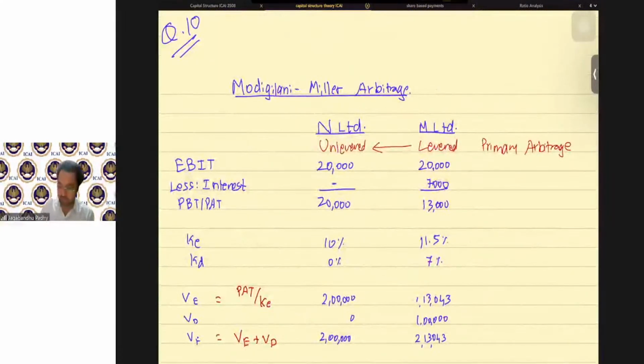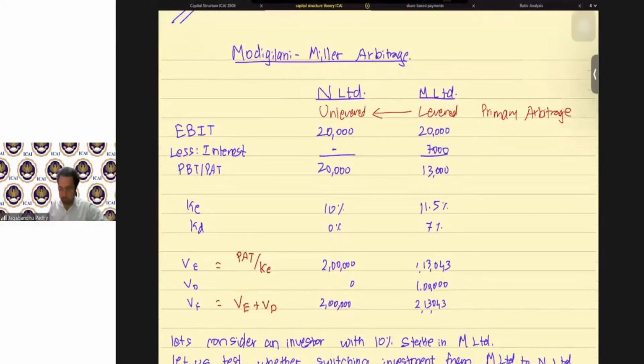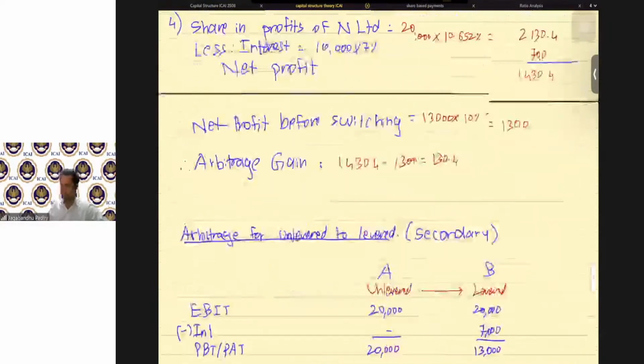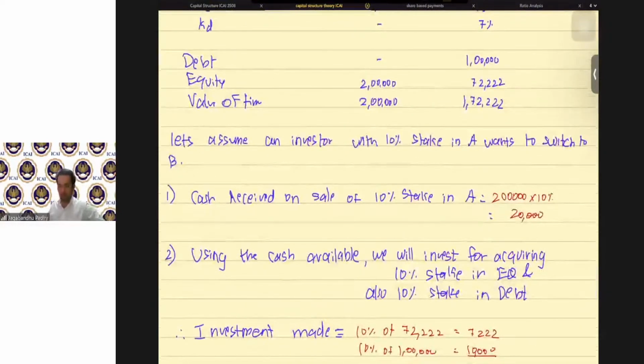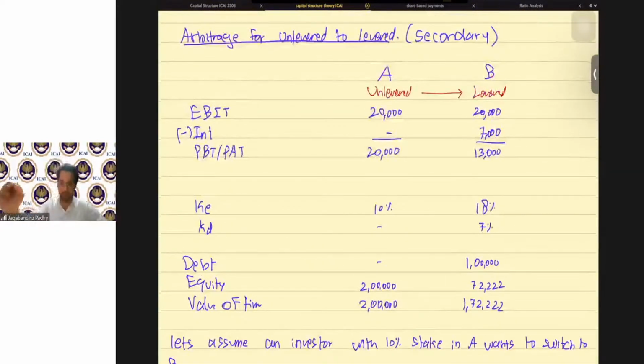Since there's arbitrage gain, investors will move from the levered entity to the unlevered entity. What will happen is the value of M Limited will go down, the value of N Limited will go up, and after a point of time, they will settle down at one single price. This was the primary arbitrage we have discussed earlier. Now let's talk of a secondary arbitrage.